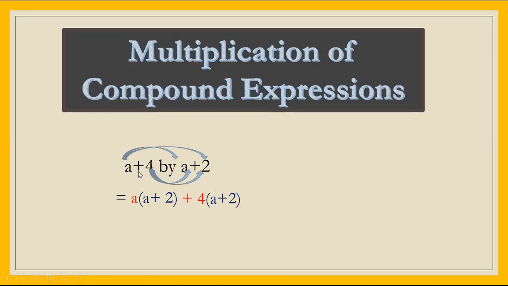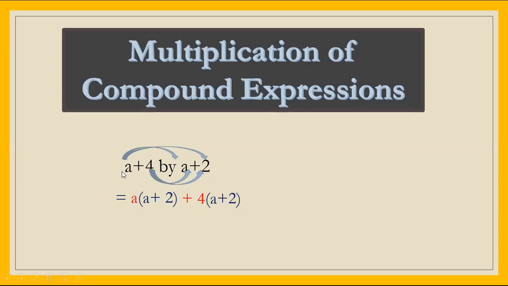Again, I'm repeating my words. When two compound expressions are there, I have taken the first term, a, second bracket, then the second term, second bracket. Look at this simplification. First term, second bracket. This is the second compound expression. Then the second term of the first bracket, that is plus 4, and the second compound expression. Is it clear?